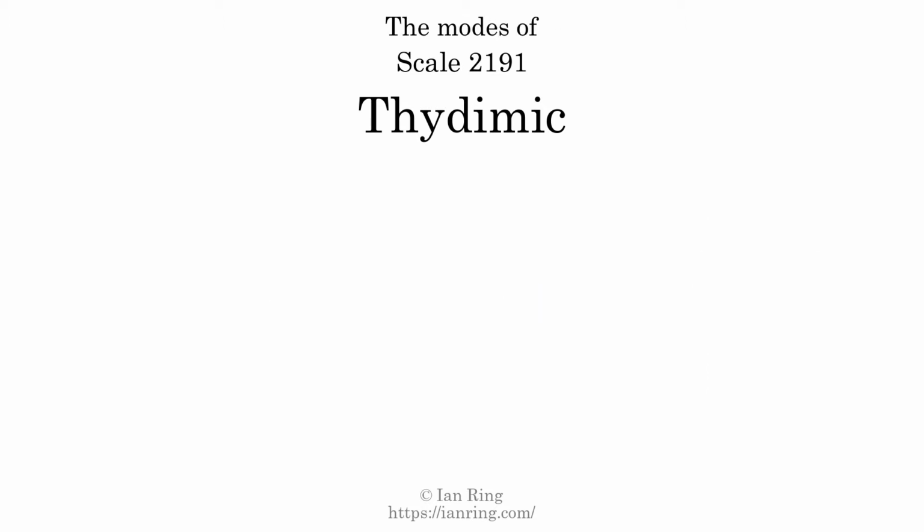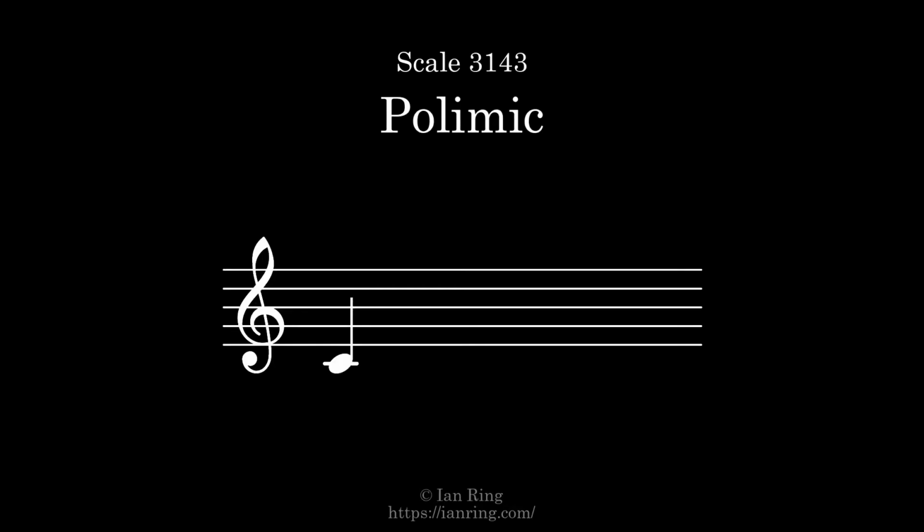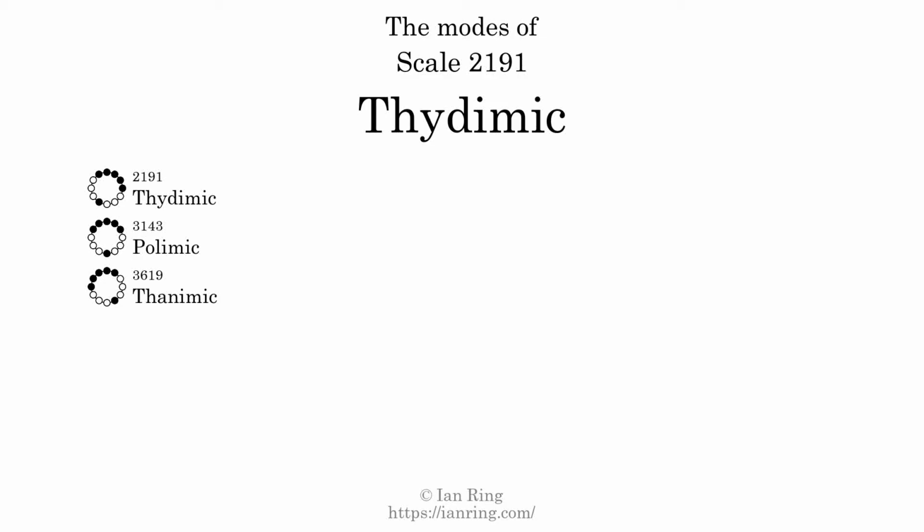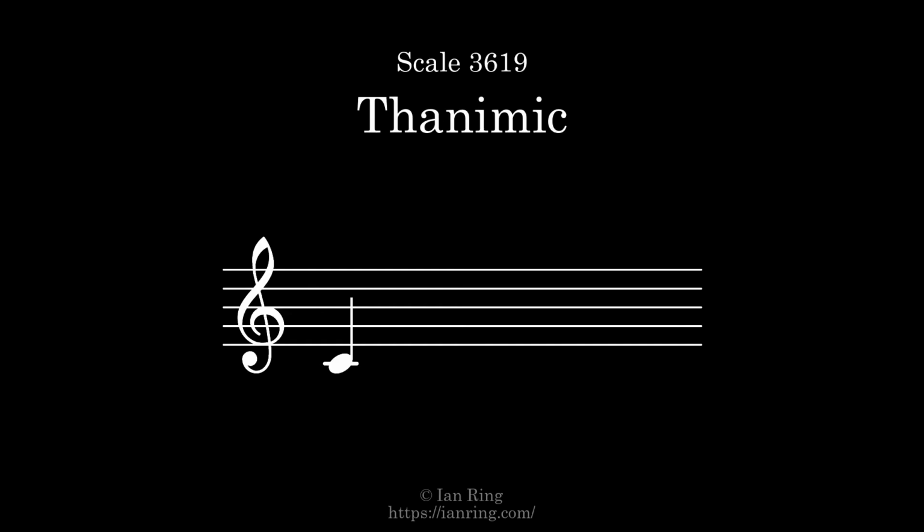This scale has 6 modes. The first mode is itself. The second mode is scale 3143, also known as polemic. It sounds like this. The third mode is scale 3619, also known as phonemic. It sounds like this.